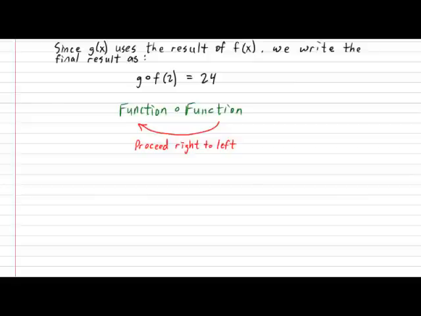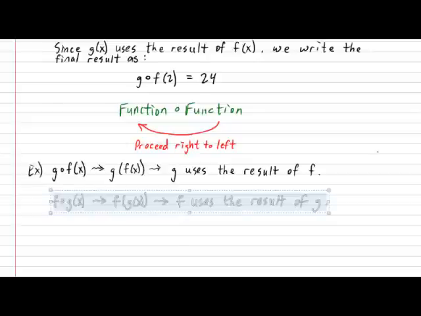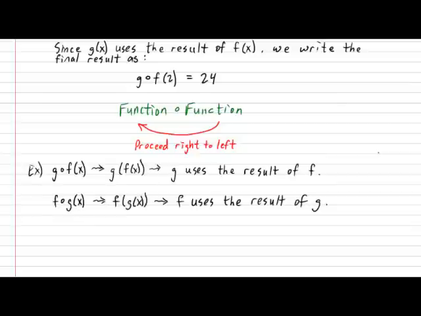Here's another example to illustrate how the order changes things. If I have g circle f in that order, that essentially means g of f of x. Or in plain English, g uses the result of f. However, if we switch up the order, suppose we write f first this time. So if we have f circle g of x, that's the same as saying f of g of x, and in plain English, that means that f uses the result of g.